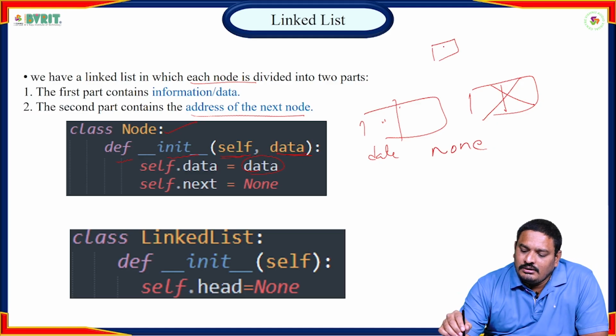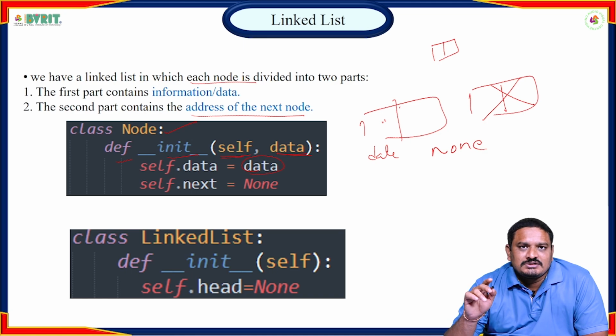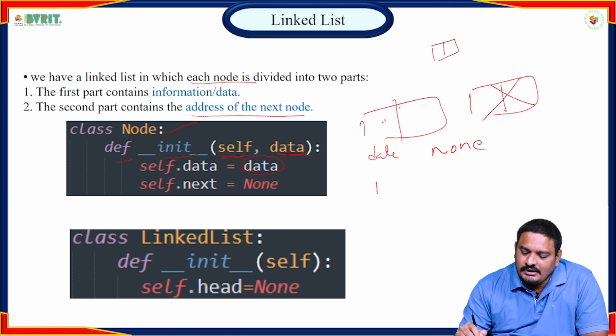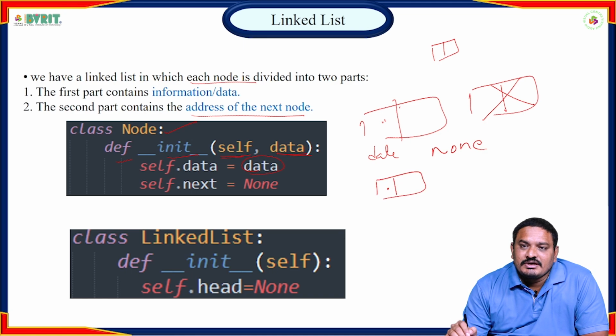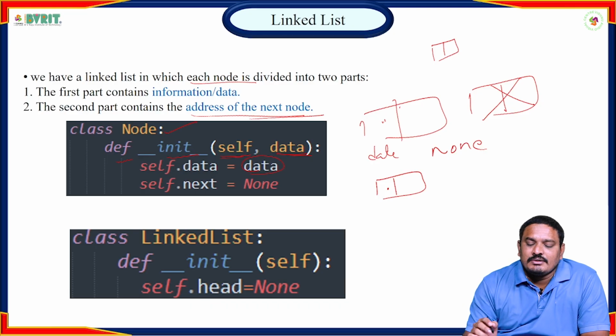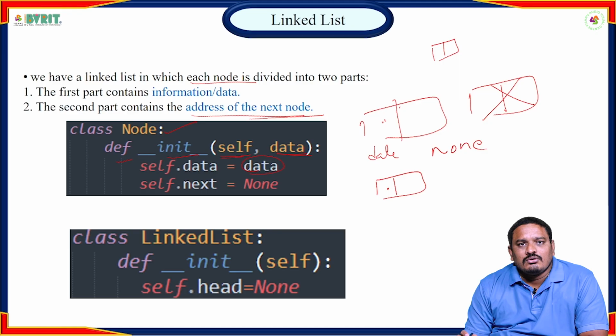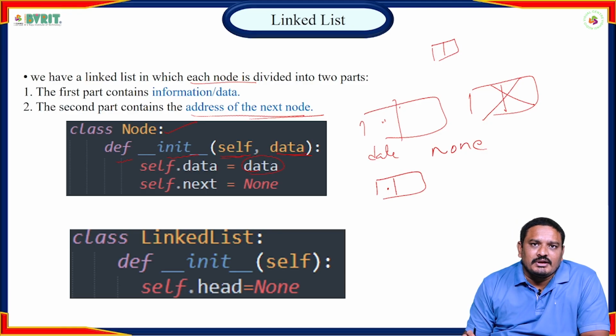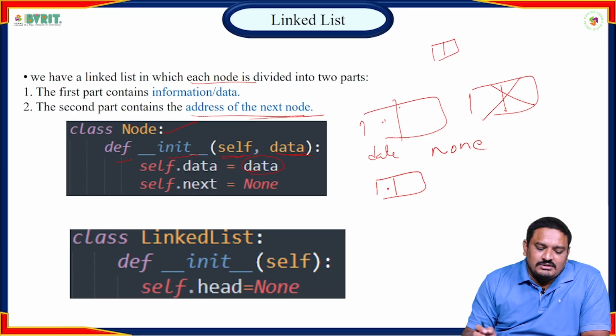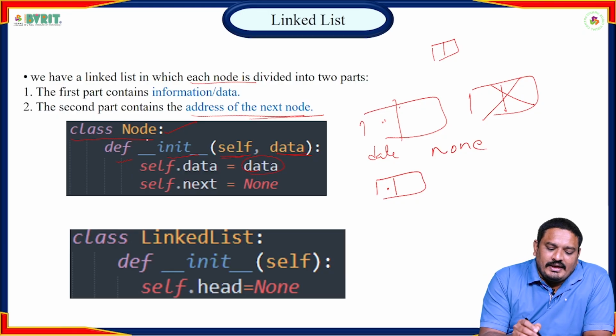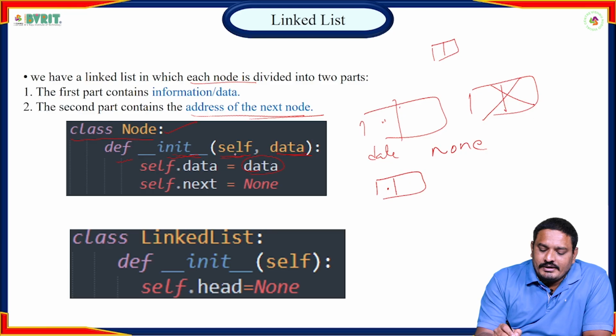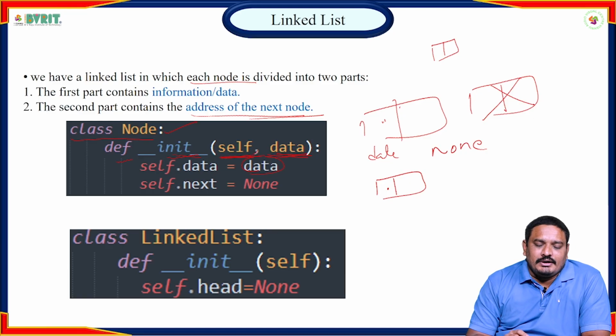So this node has two parts. The first part represents the data. The second part represents the address of the next node. In a programming language, the node can be created by using a class. The class is defined like this: class Node, def __init__. We pass two parameters, self, data.